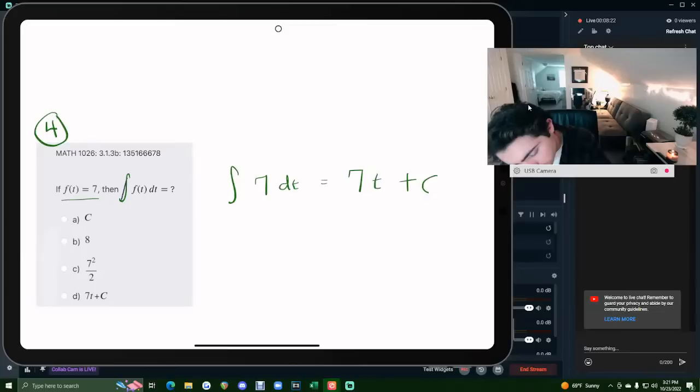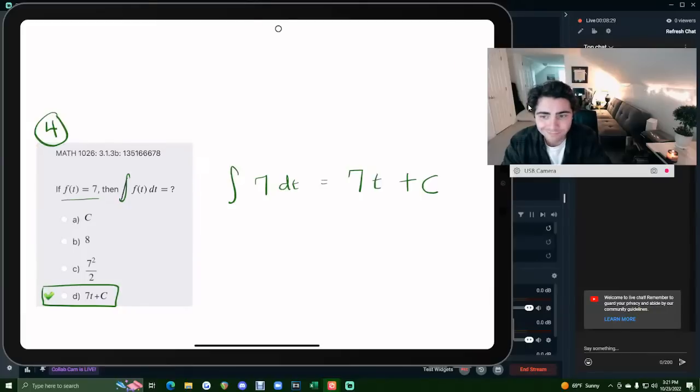But they'll probably want plus c. So 7t plus c looks like option D. And that's it. Let's keep it rolling.